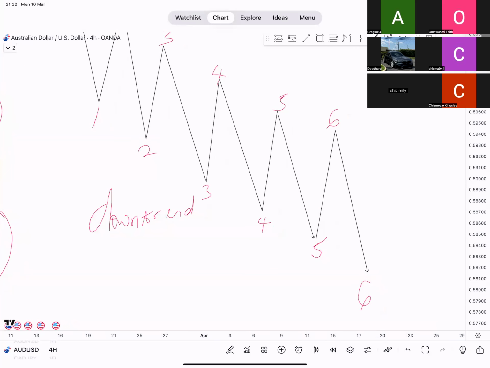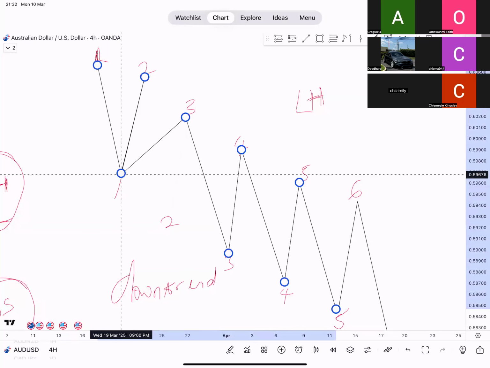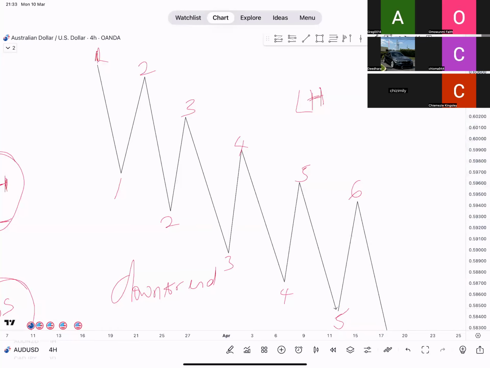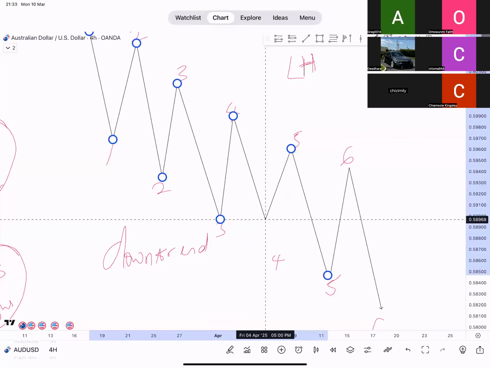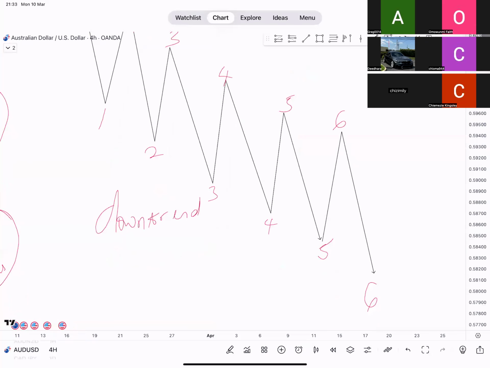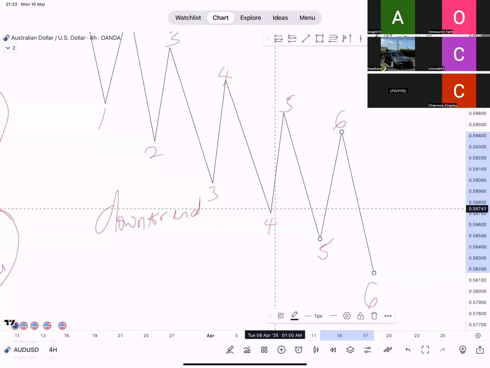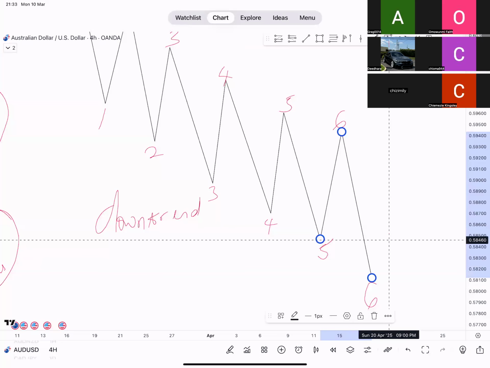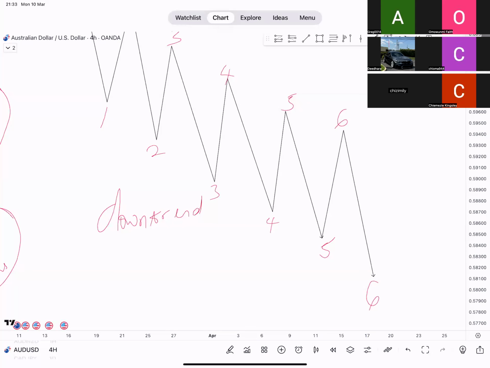Low 2 went below low 1. Low 3 went below low 2. Low 4 went below low 3. This is low 5, and low 5 went below low 4. And even low 6 went below low 5. So you notice that each new low in a downtrend is usually lower than the previous low.